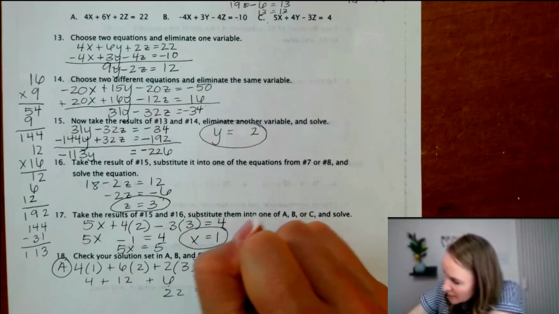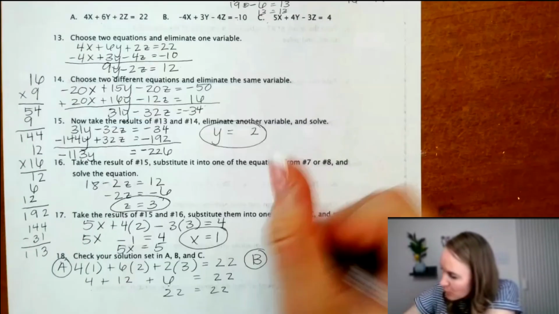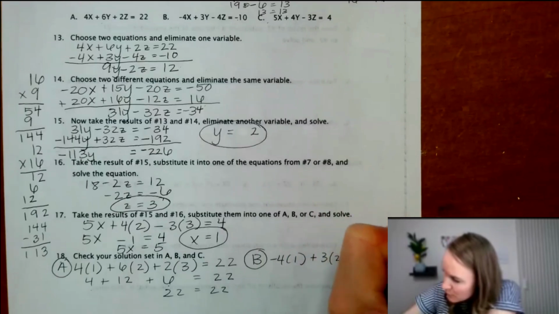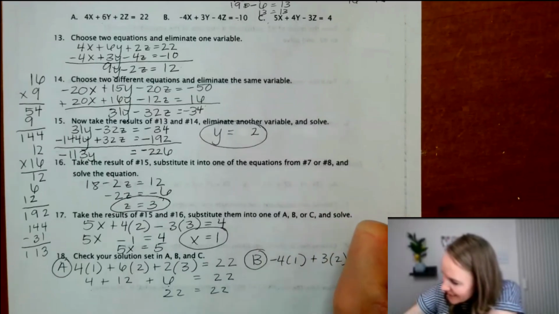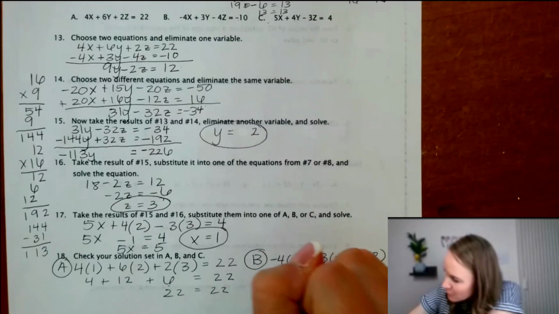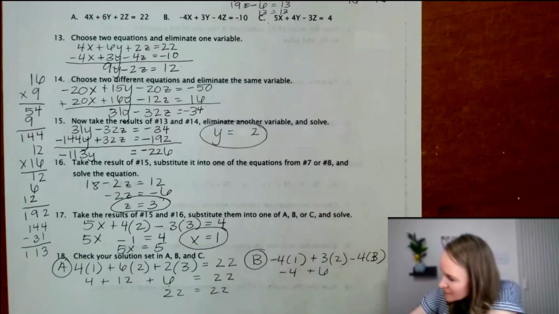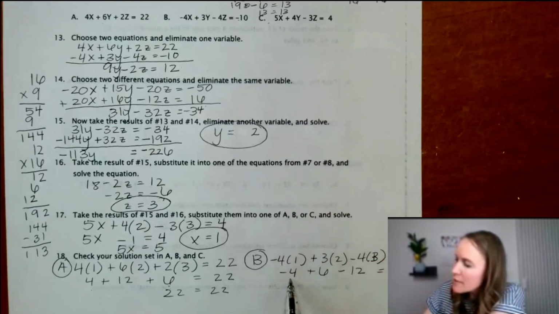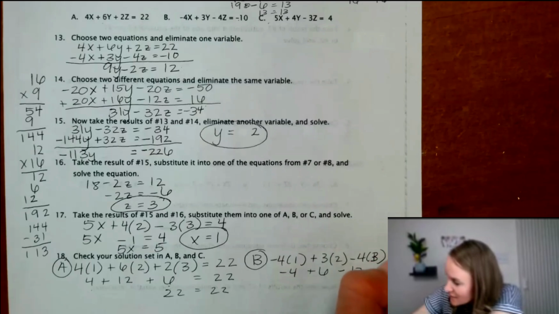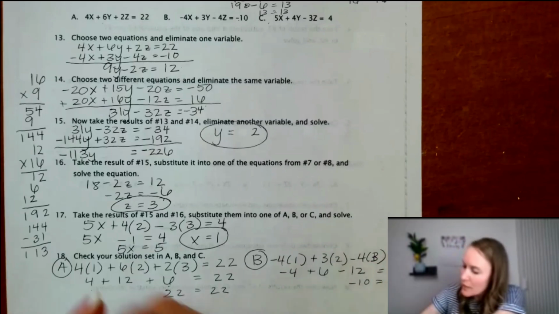Let's do B next. So I have negative 4 times 1 plus 3 times 2 minus 4 times 3 equals negative 10. Okay, so I have negative 4 plus 6 minus 12 equals negative 10. Negative 4 plus 6 is positive 2. Positive 2 minus 12 is negative 10. So I have negative 10 equals negative 10.